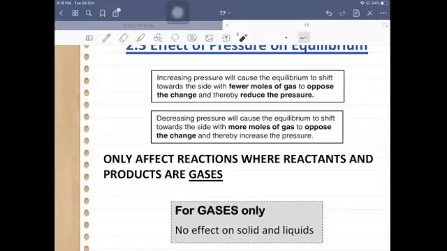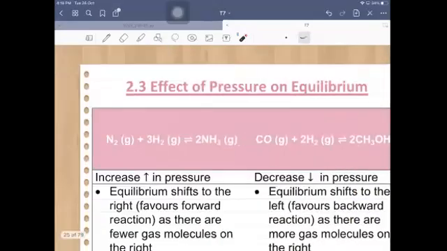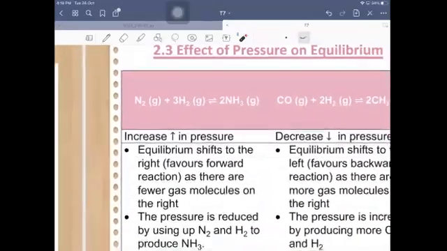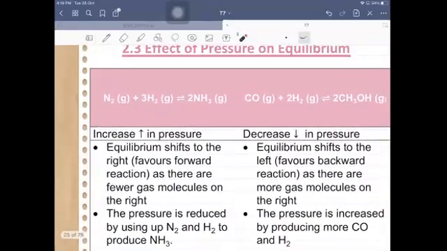Now let's see. The first example is the reaction on the left, which is nitrogen plus 3 moles of hydrogen to form 2 moles of ammonia. I would just label or count the number of molecules in total. So we've got 4 moles on the left and 2 moles on the right.